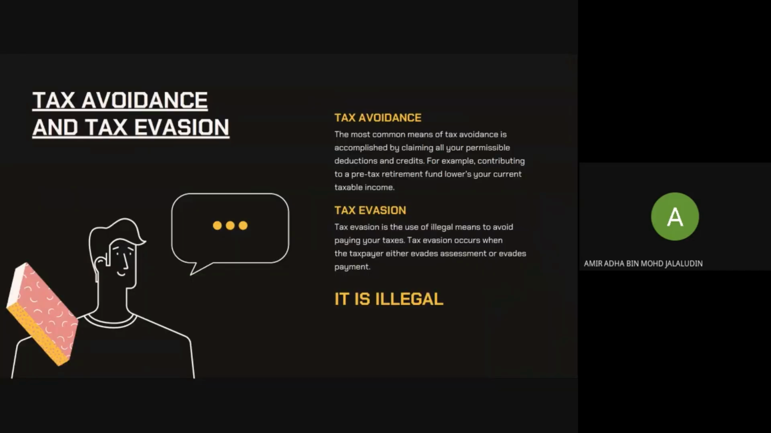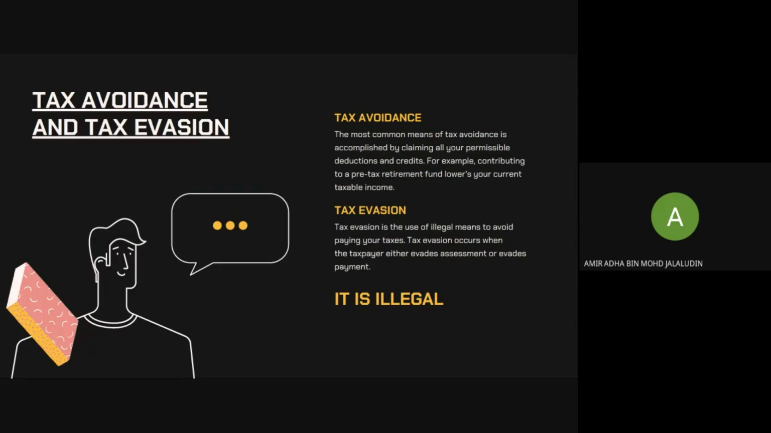For tax avoidance or tax evasion, the issue is simply that we have been avoiding taxes, and we have been evading them too. There are some differences between them. I already put the differences here, not too much, but a kind of summary. I will read it briefly. The most common means of tax avoidance is accomplished by claiming all your permissible deductions and credits. For example, contributing to a pre-tax retirement fund lowers your current taxable income. Some people do this in order to avoid paying taxes. There are other ways too.